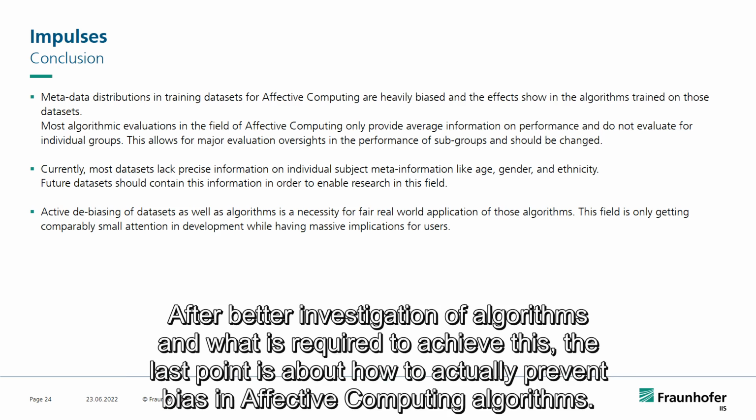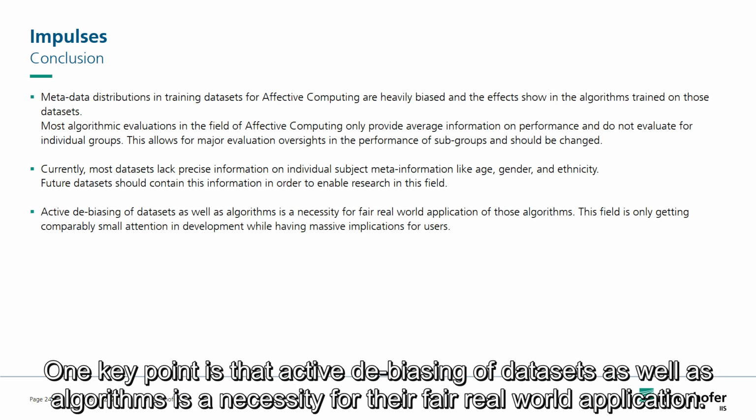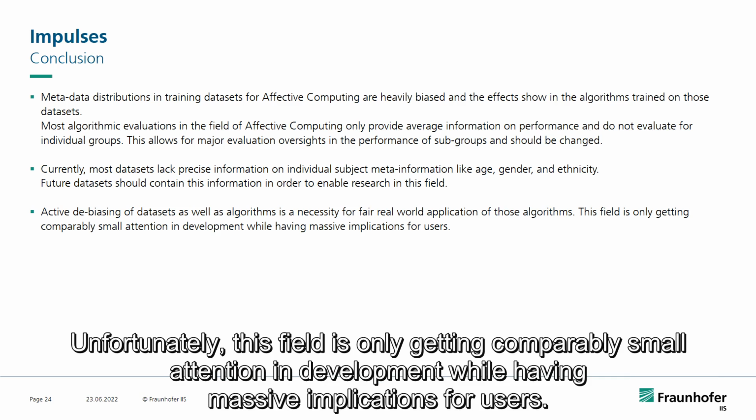After better investigation of algorithms and what is required to achieve this, the last point is about how to actually prevent bias in affective computing algorithms. One key point is that active debiasing of datasets as well as algorithms is a necessity for their fair real-world application. Unfortunately, this field is only getting comparably small attention in development while having massive implications for users.